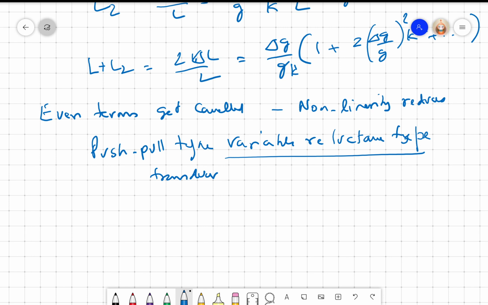We will most probably tomorrow, in tomorrow's lecture, I will talk about a special type of variable reluctance type, push-pull variable reluctance type pressure sensor, right? So why is it that even though this transducer doesn't have good characteristics, they are still used. In fact, the ones that are available are really pretty expensive transducers. We will see in tomorrow's class.